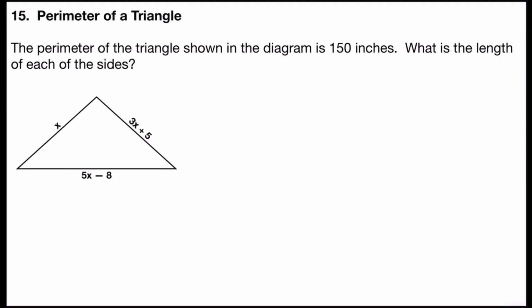Problem number 15 is the perimeter of a triangle. It says the perimeter of the triangle shown in the diagram is 150 inches. What is the length of each of the sides?